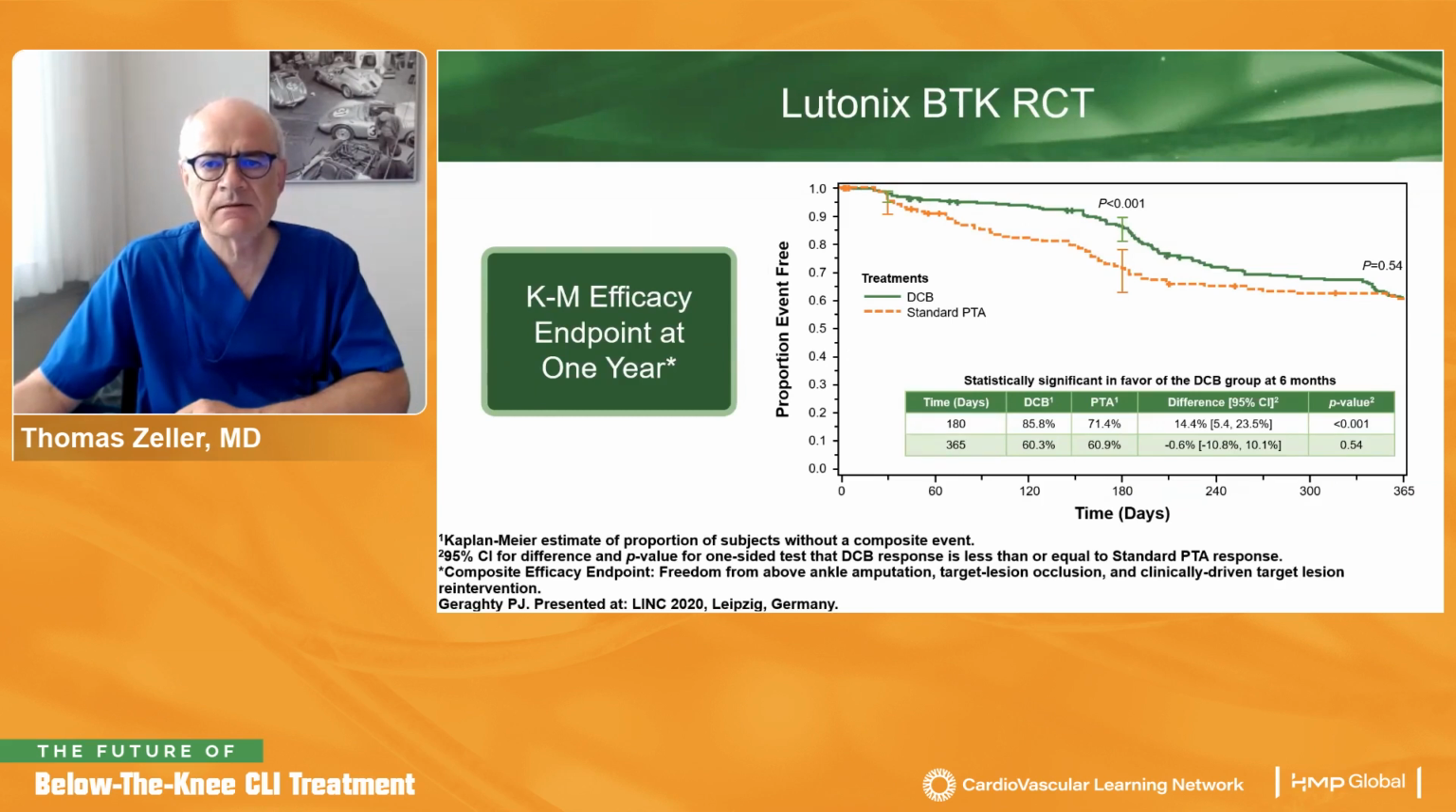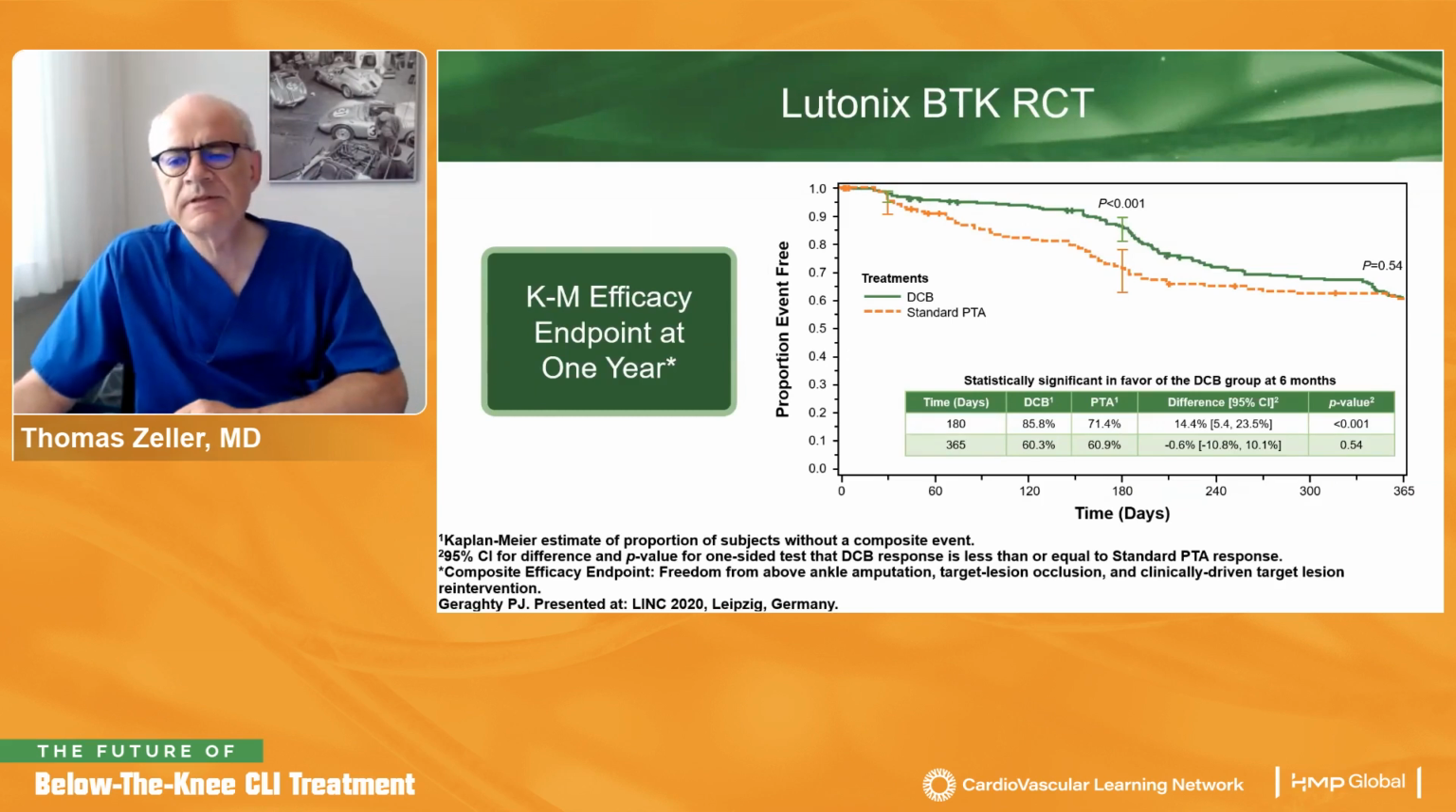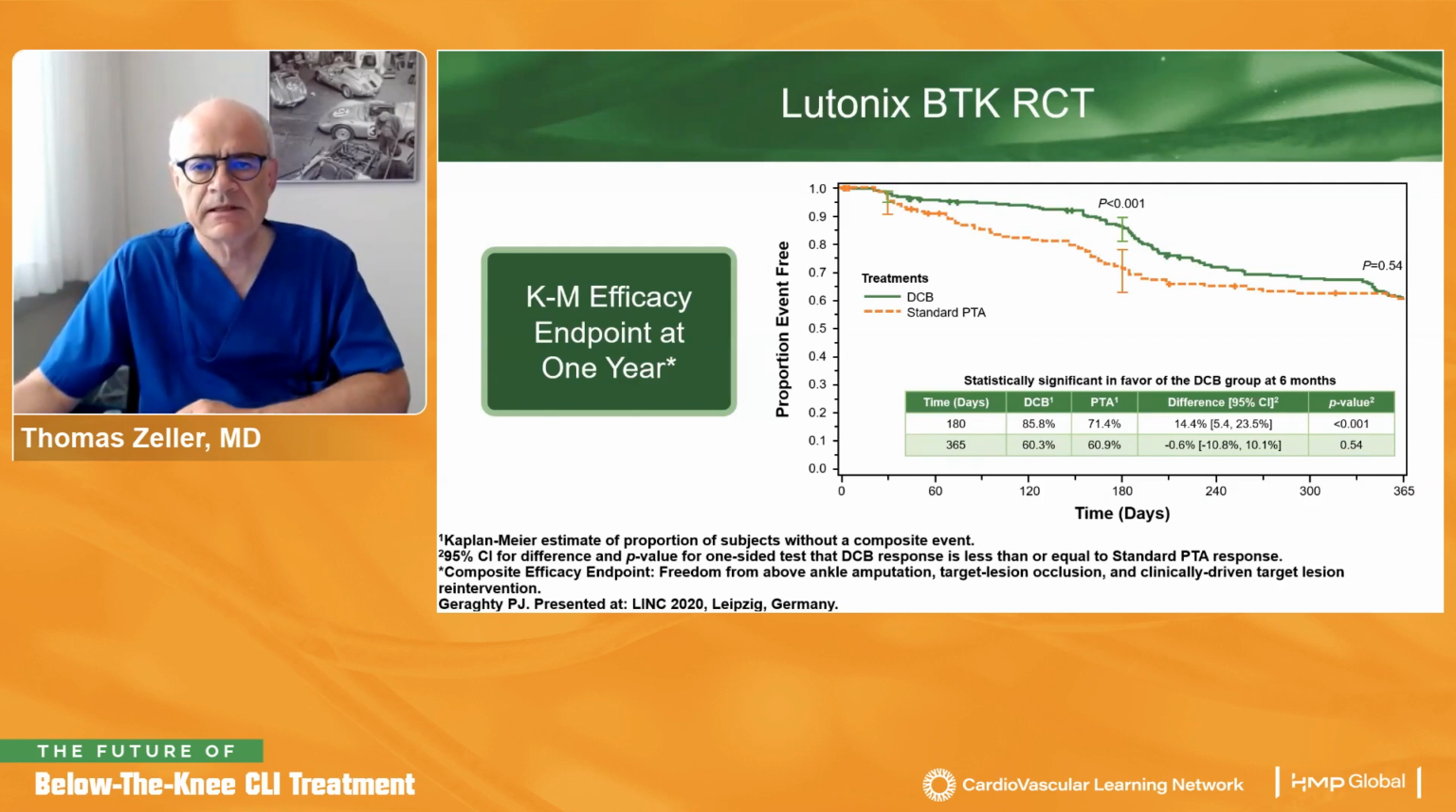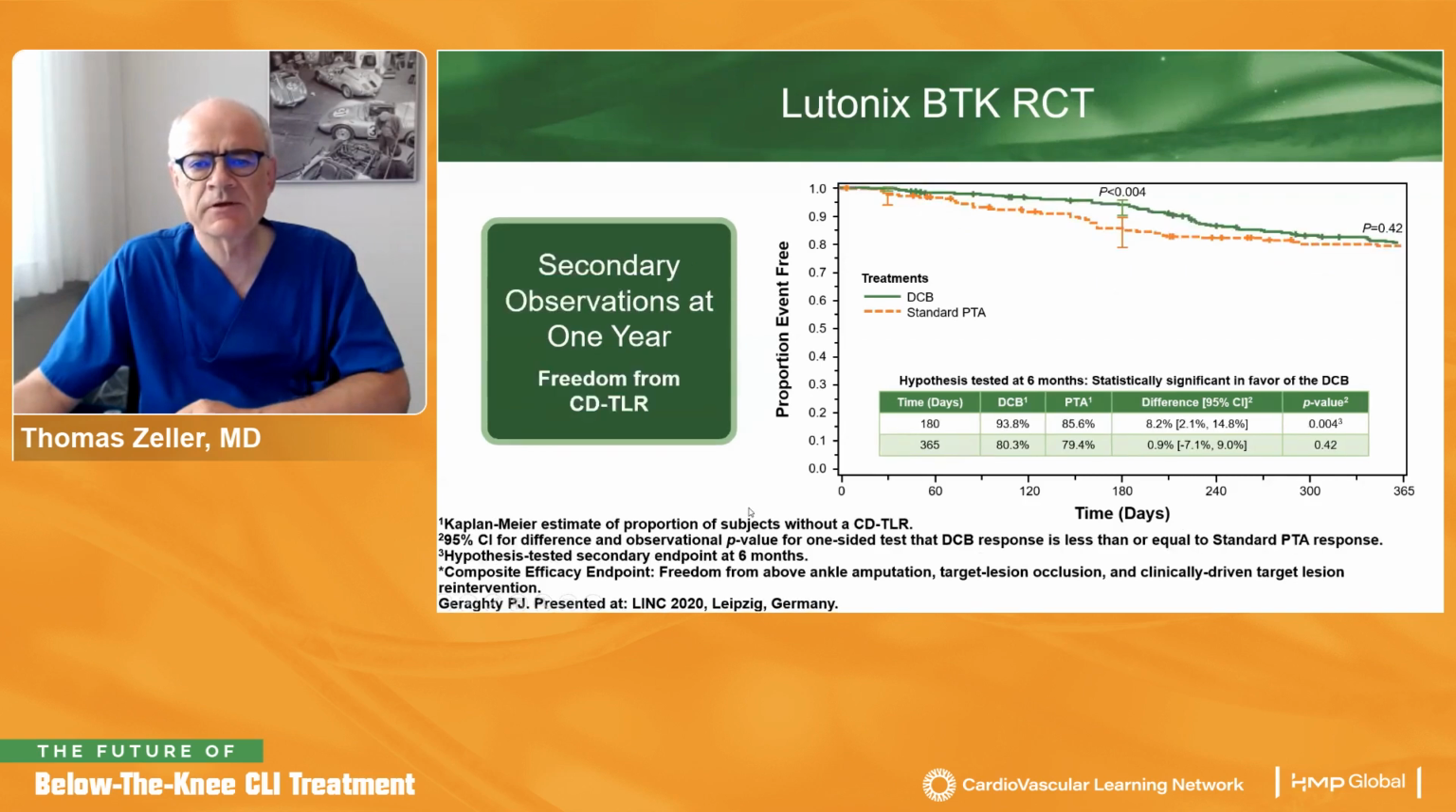The latest trial I would like to discuss, which turned out to be negative, is the Lutonix BTK randomized controlled trial. Even if at 6 months the combined efficacy endpoint, which included target lesion occlusion, clinically driven target lesion revascularization above the ankle, and amputation, was significantly favoring the DCB, at 1 year there was virtually no difference for this combined primary endpoint. And the same was true for freedom from reintervention. Again, a significant benefit at 6 months, but no difference anymore at 12 months.